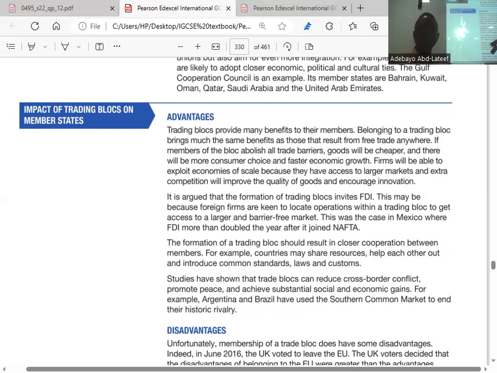So firms are also able to exploit economies of scale because they will always operate on a larger scale, because each member would have its own specialization. So maybe Libya has petroleum, maybe Morocco has aluminium. So Morocco will be producing aluminium on a large scale. Libya will be producing petroleum on a large scale. So that means Morocco can exploit economies of scale. Libya can also exploit economies of scale based on its own concentration, which is specialization.